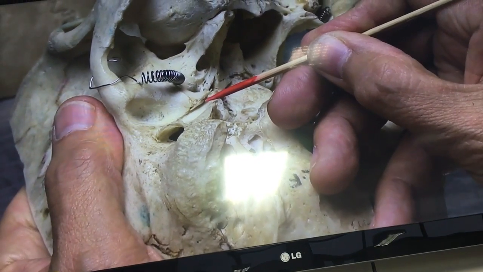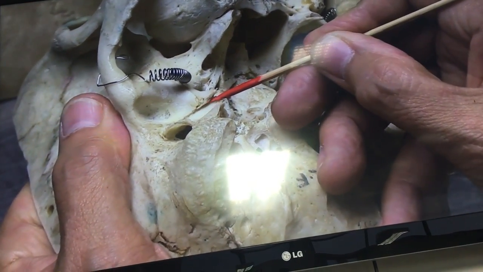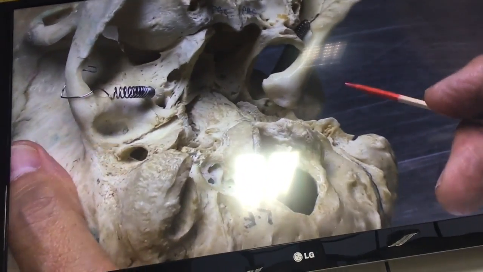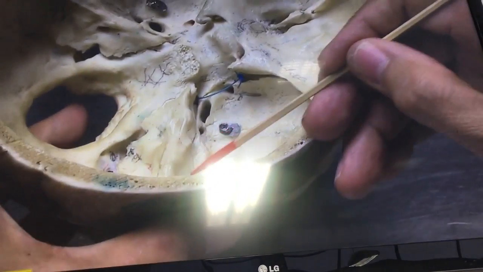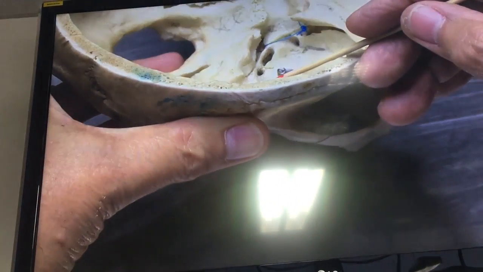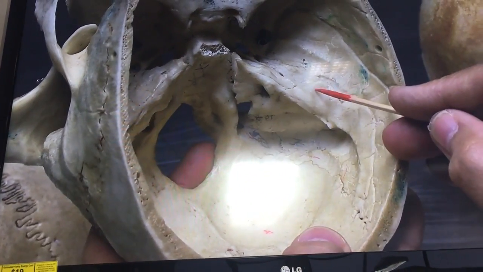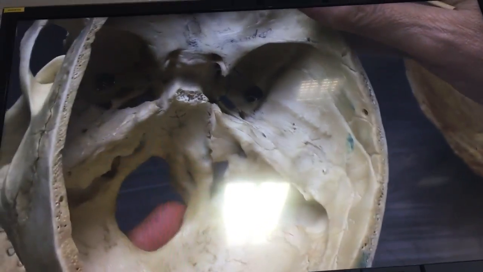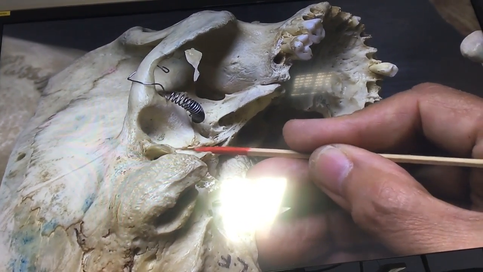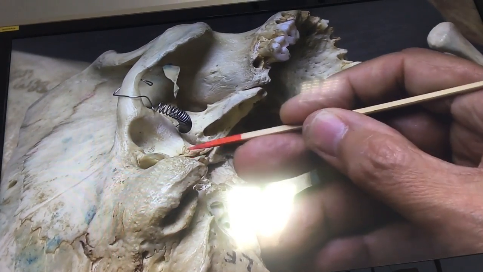Now, if we look at this little piece of bone that wedges itself here, this is part of the roof of the middle ear, which is right here. This is called the tegmen tympani. The part of it comes down and wedges itself there. This is the descending part of the tegmen tympani, and it divides this fissure into two fissures.